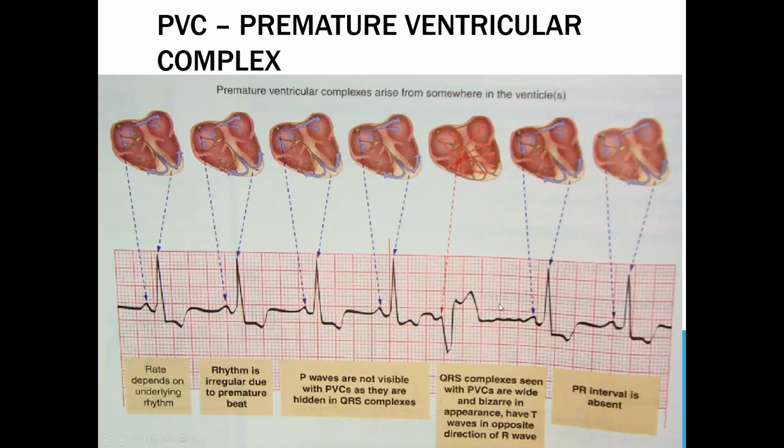It's upside down compared to the others. So what's causing this? So this is an irritable area in the ventricle that initiated an impulse and caused the ventricles to depolarize. So an ectopic area in the ventricle initiated an impulse, and that caused the ventricles to depolarize.